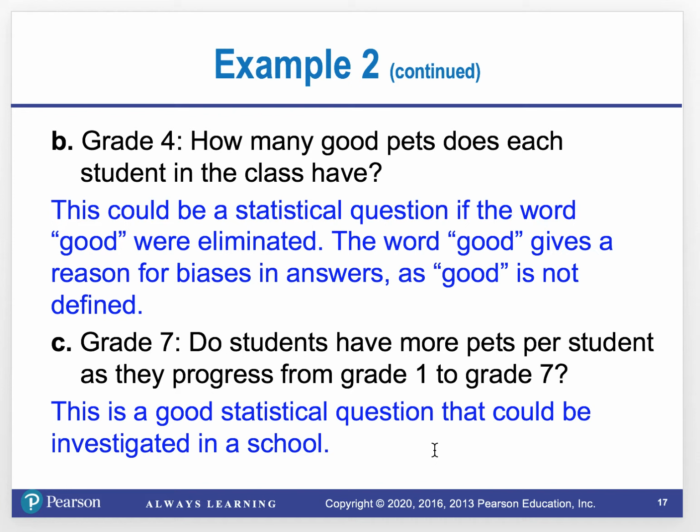Okay, grade 4. How many good pets does each student in the class have? This could be a statistical question if the word good were eliminated. The word good gives a reason for biases in answers, as good is not really defined. Okay, what about 7th grade? Do students have more pets per student as they progress from grade 1 to grade 7? This is a good statistical question that could be investigated in a school.